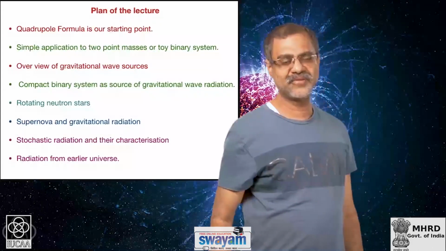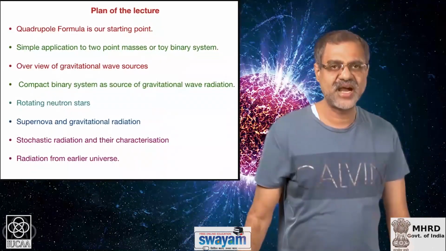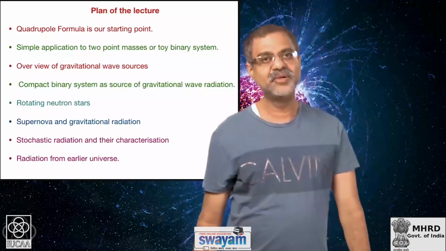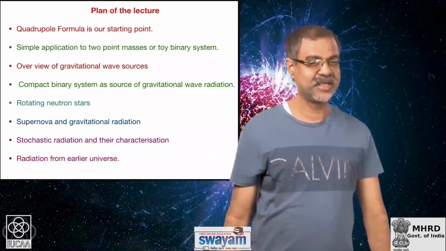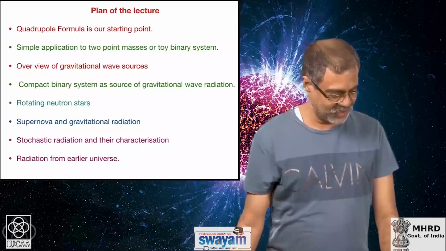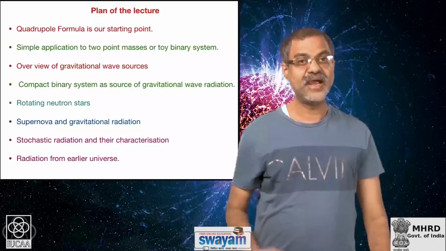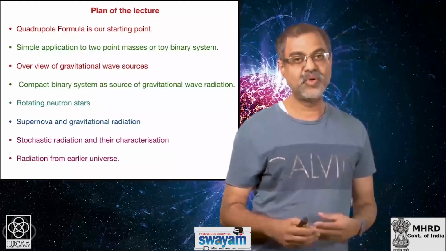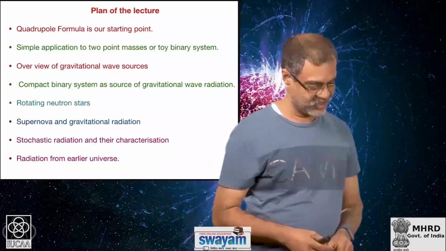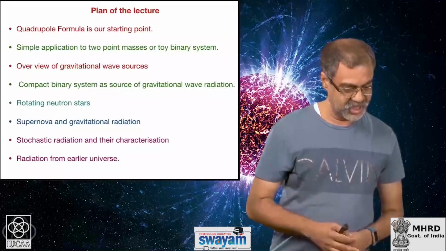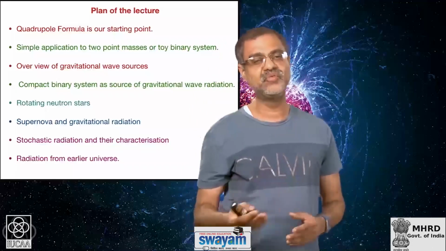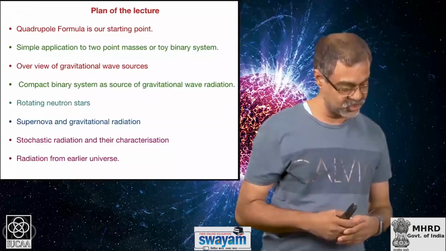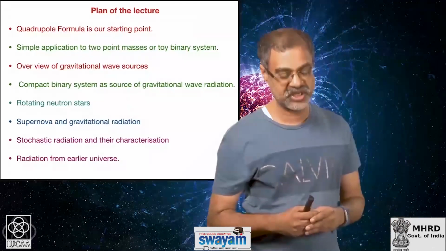So, the overall plan of the talk is I am going to start with the quadrupole formula. That is our starting point. You must have already been introduced to the linearized field and quadrupole formula. So, I am going to start from that point and go on with how 2-point particles emit gravitational waves. This gives a broad overview of the types of sources of gravitational waves, then go on to specific cases in a little more detail.